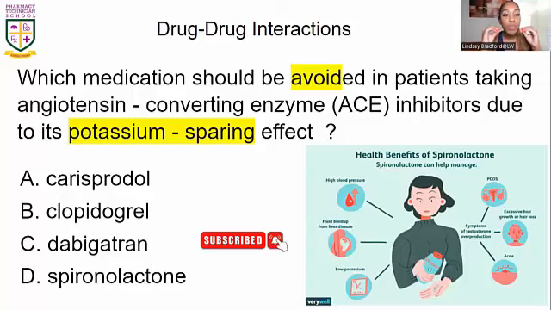The correct answer for this question is letter D. It says, which of the medications should be avoided in patients taking ACE inhibitors due to its potassium-sparing effects? That's letter D, spironolactone. Spironolactone is used to increase potassium, to replace potassium. It is used for people with low potassium, okay? Letter D is our answer.